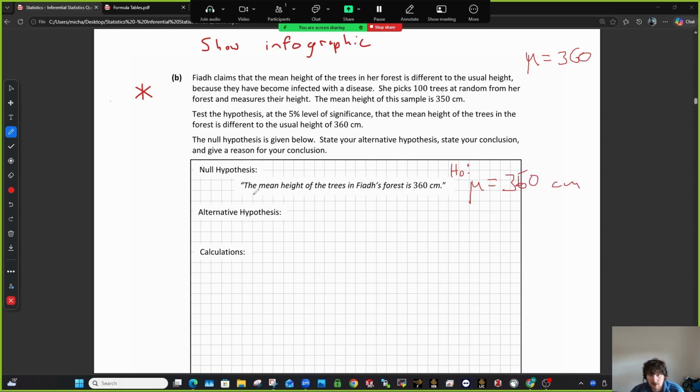And then the alternative hypothesis will be just to repeat this statement, and it'll be is not 360 centimeters. And then you write, obviously that's called H1. And then you write the statement here, the shorthand way, mu does not equal 360 centimeters, okay?